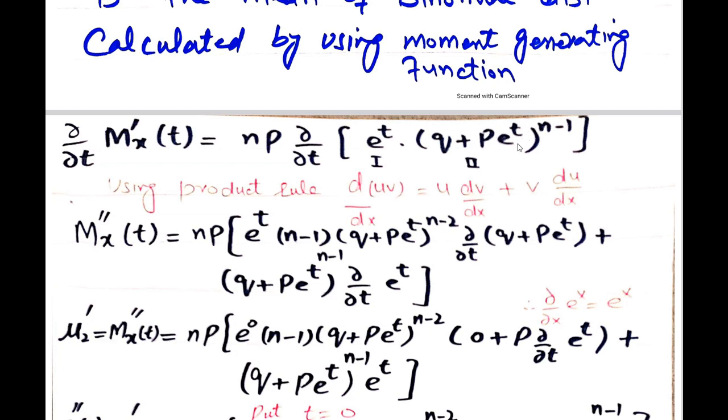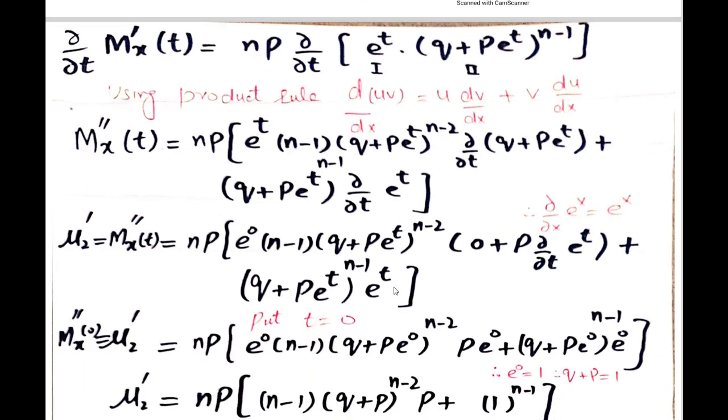We also differentiate it in calculating the mean, so differentiate in a similar fashion. Power rule: take the power at the start of the equation, then (q + p e^t), decrease the power by 1, which is n minus 2, and again the derivative of (q + p e^t), plus. Now the second: write the second number as it is, (q + p e^t) whole power n minus 1, partial over partial t e^t. So this is equal to mu 2 prime.